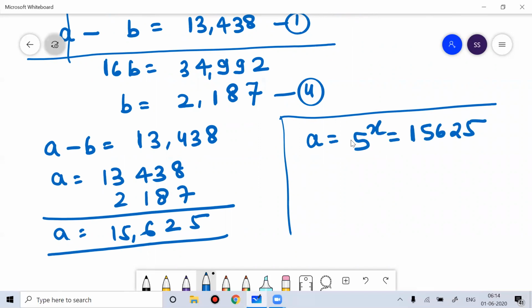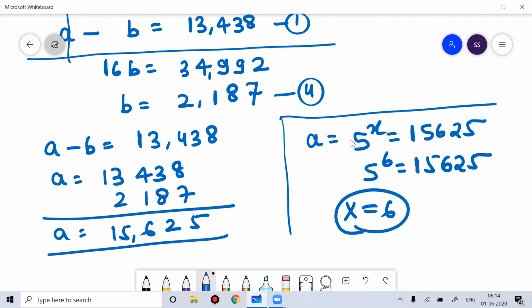I believe everyone knows the powers of 5. 5 to the power 1 is 5, 5 to the power 2 is 25, 5 to the power 3 is 125, 5 to the power 4 is 625, 5 to the power 5 is 3125, then 5 to the power 6 is 15625. So I can say that the x value is equal to 6.